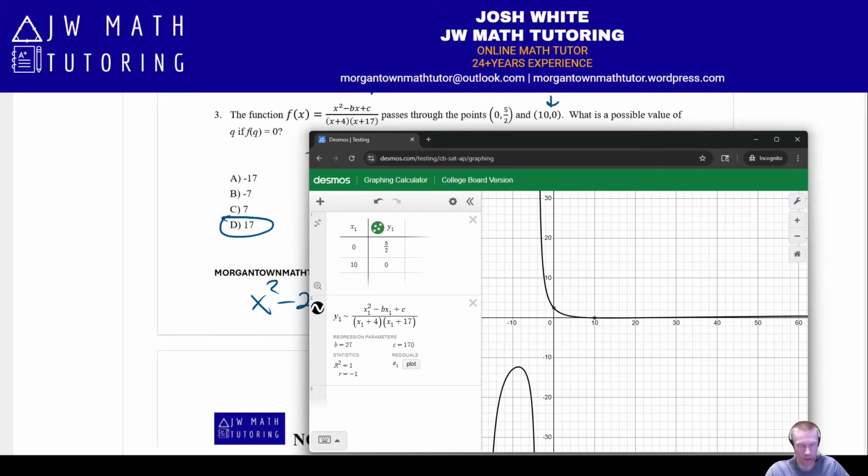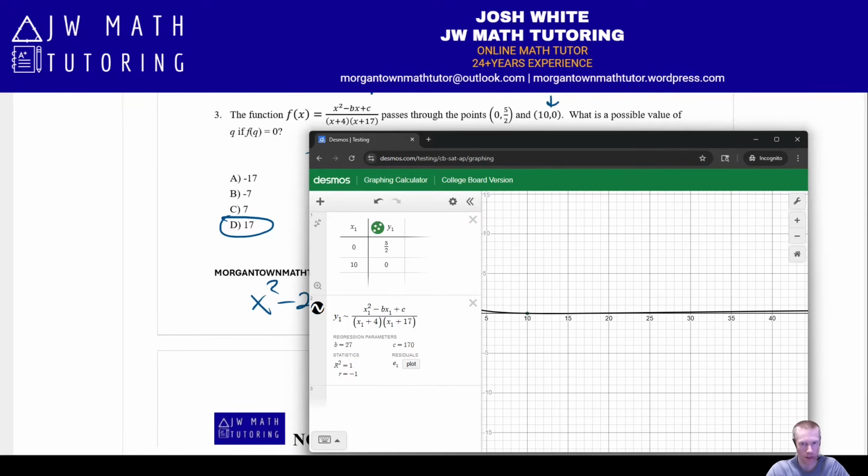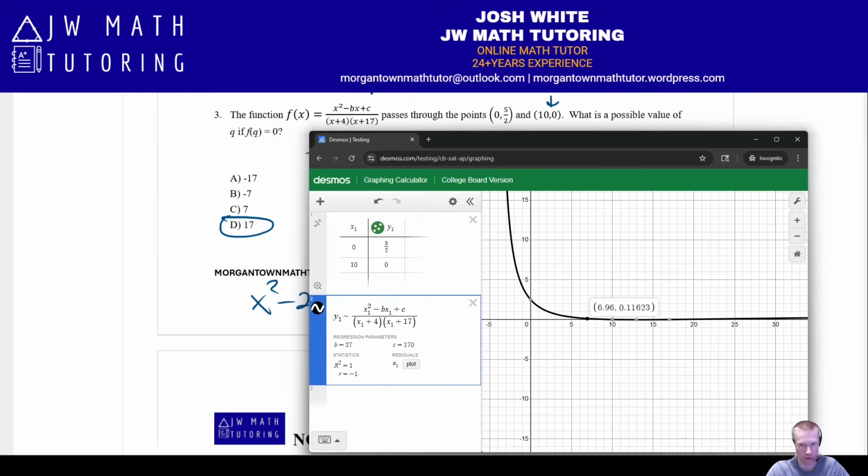The problem is it's a little tricky to see, but basically look, notice it's not going to be a or b. Okay, it doesn't cross the x-axis over here in the negative. So we're down to c or d essentially. And I mean, it's probably not going to be c because right around here, notice around 7, it's not at 0. If you click on it, you can find the other one is right here at 17.